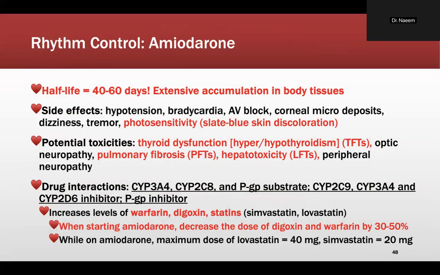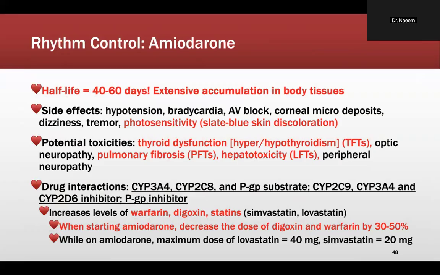All right, amiodarone. So this is very, very important. The details with amiodarone are many. There's a lot of things to keep straight. You can see this agent has a super long half-life. We're talking 40 to 60 days. For that reason, it can accumulate in the body tissues and potentially cause side effects and other toxicities, which I'll get to. Some common side effects are low blood pressure and low heart rate, which kind of makes sense.